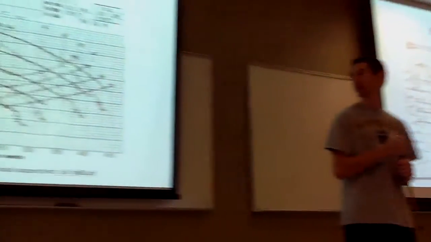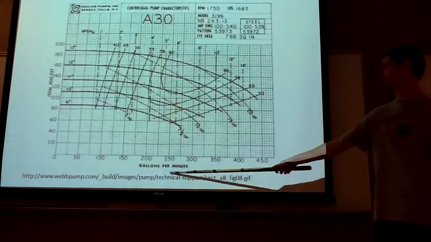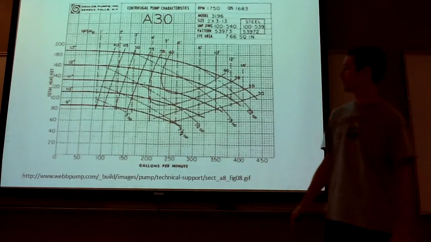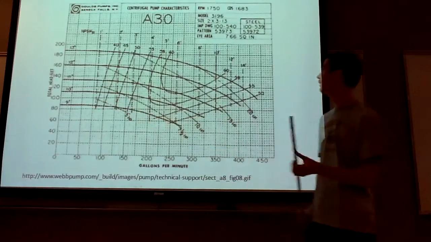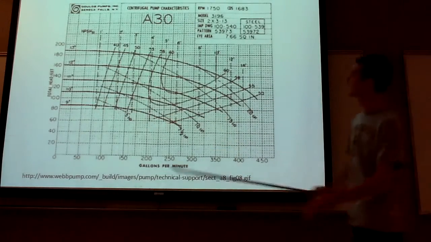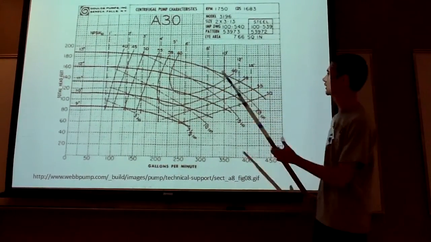Here's an example of an NPSH curve. On the x-axis here, you have gallons per minute, your flow rate. On the y-axis, you have your total head, or your pressure in feet. It's a little hard to see, but these lines coming down here are the NPSH curves.